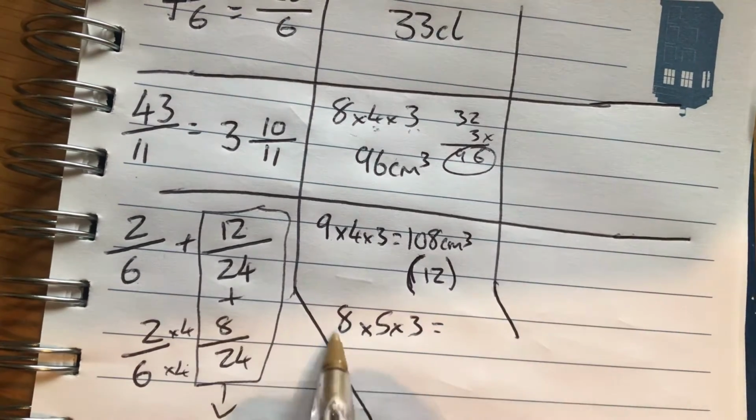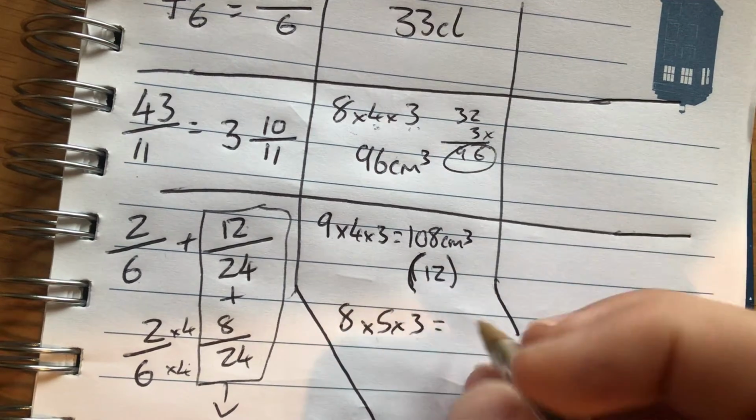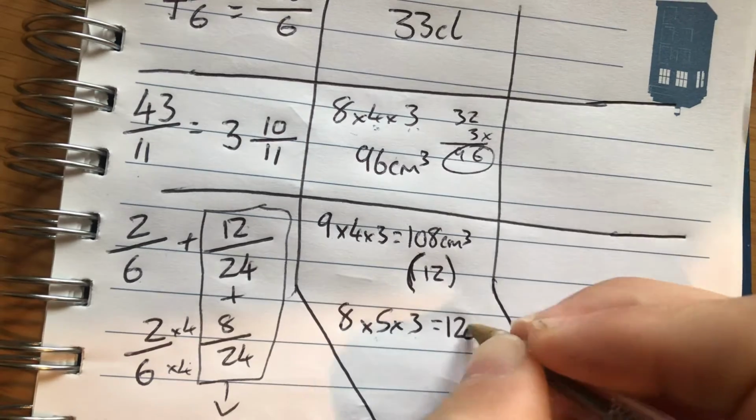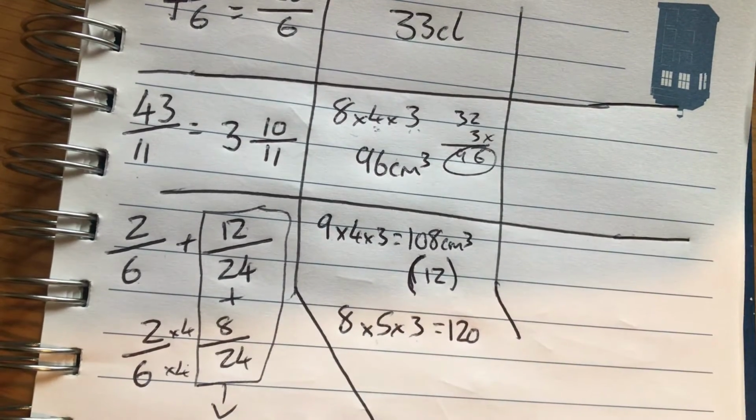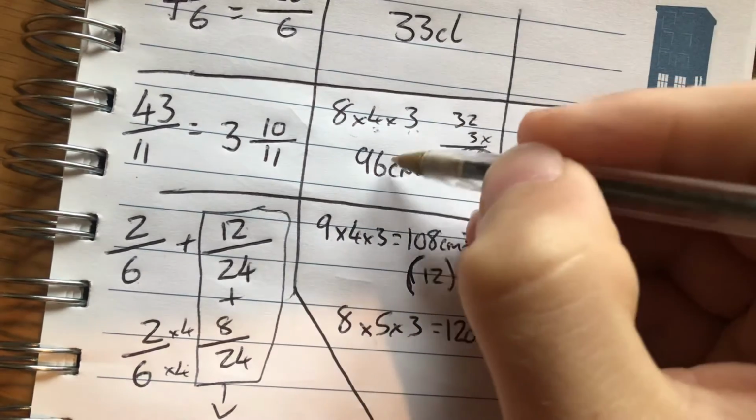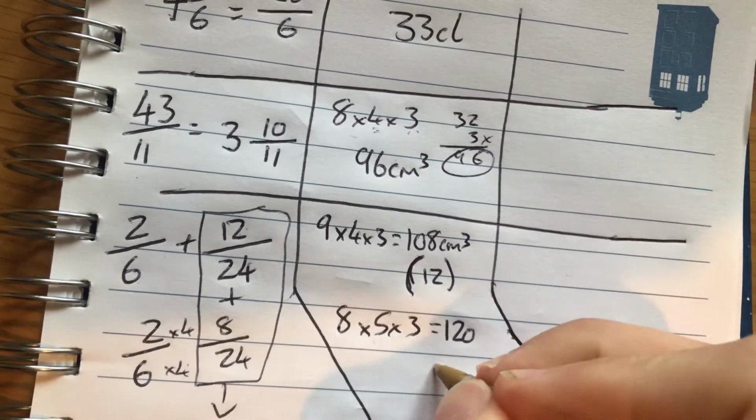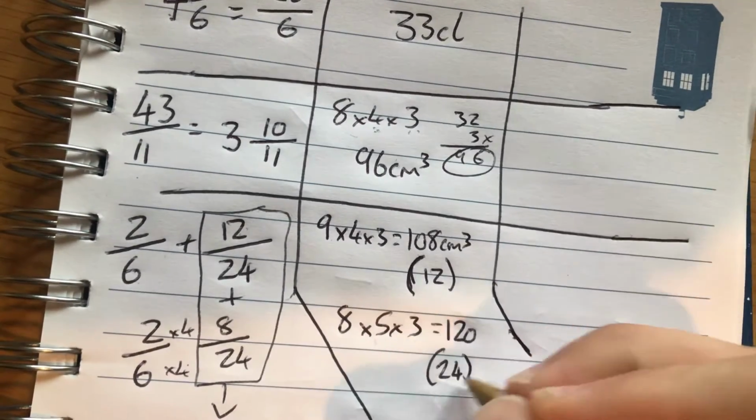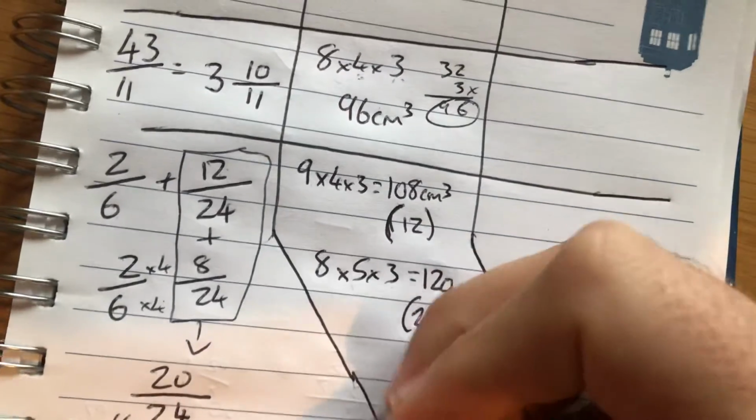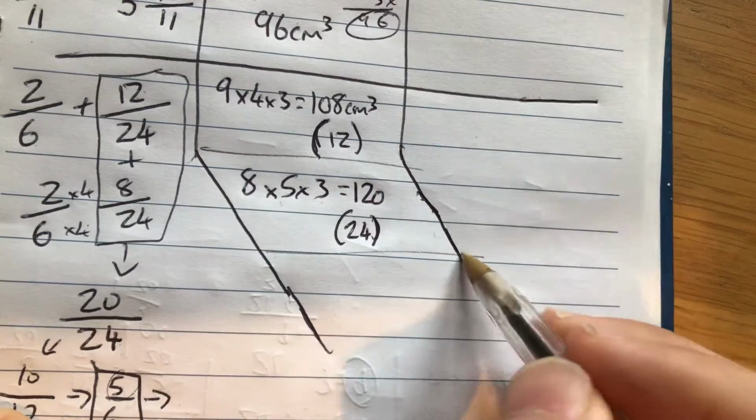And so we've got 8 times 5, which is 40, times 3 is 120. Ooh, well, that's changed a lot more. So that one's got a difference. 96, 106, and that's got a difference of 24. Okay. There we go. So that's that one, that's that one.